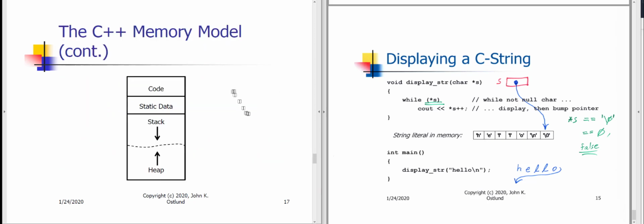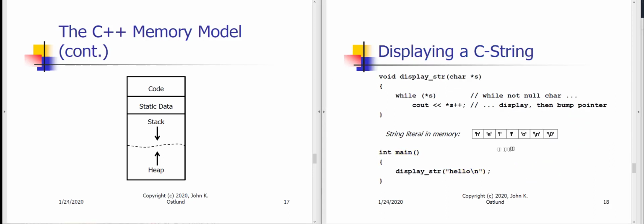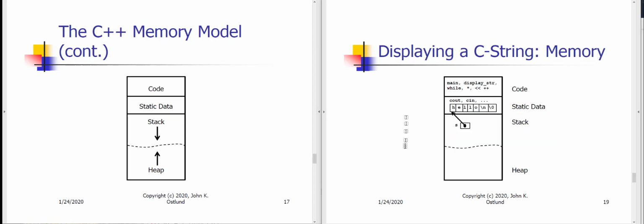All right, so here we have a diagram showing that the code and the static data have fixed size, the stack and the heap have variable size. And here on slide 18 is our same DisplayStir function with the calling main function that we talked about. All right, so the string here is stored in the static data area. The parameter s is stored in the stack. And in fact, here we have a diagram illustrating this.